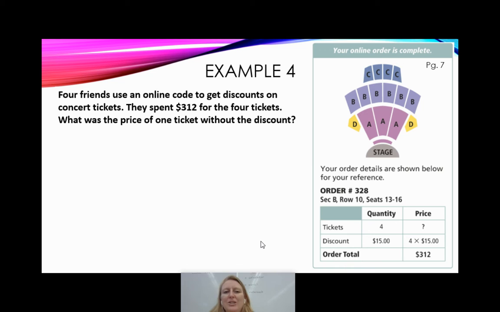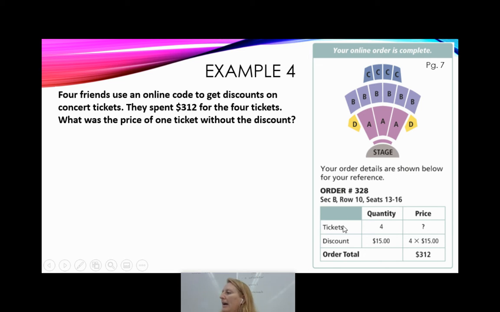Example 4: 4 friends use an online code to get discounts on concert tickets. They spent $312 for the 4 tickets. What was the price of 1 ticket without the discount? You can see we have our email from our online order. Your online order is complete. By the way, we're on page 7, if you don't know where we've wandered off to. So your order details are shown below for your reference. We've got section B, row 10, seats 13 to 16.